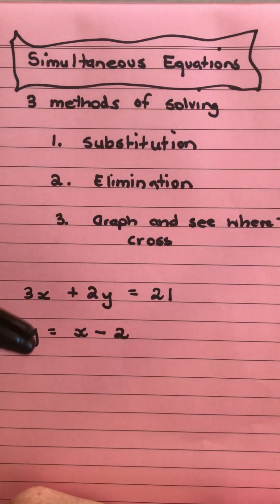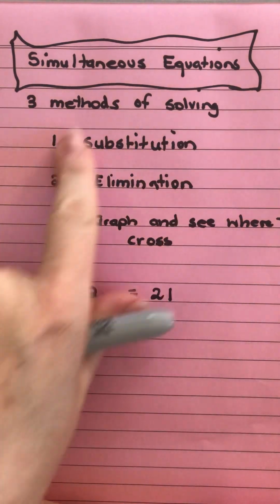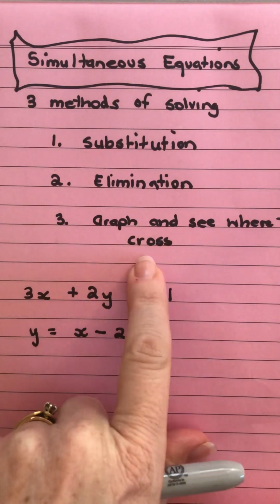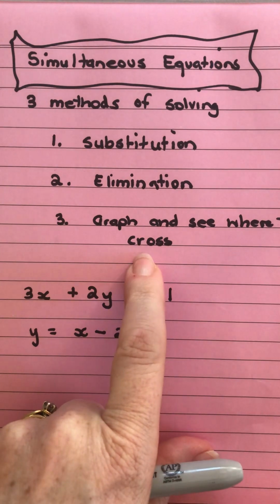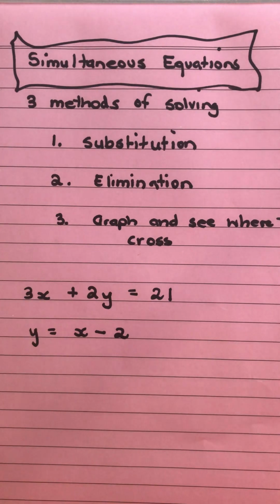I'm going to go through an example of each of those types. I'm not going to go through the graphing because you tend to be asked to do them algebraically. If you're graphing them, you're just graphing those two functions either by hand or on your calculator and seeing where they cross and reading off that solution.